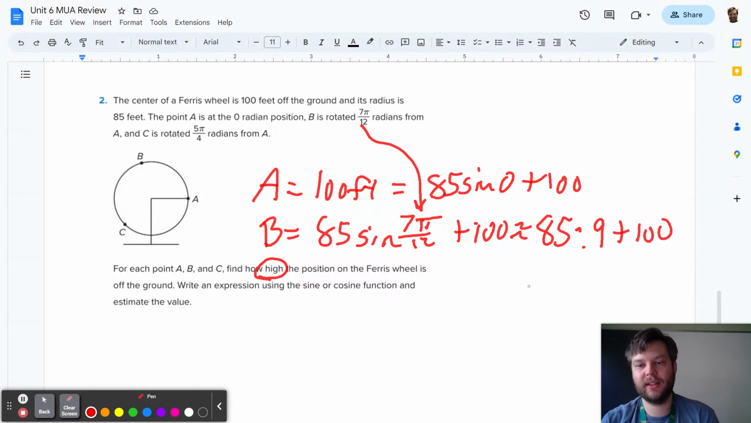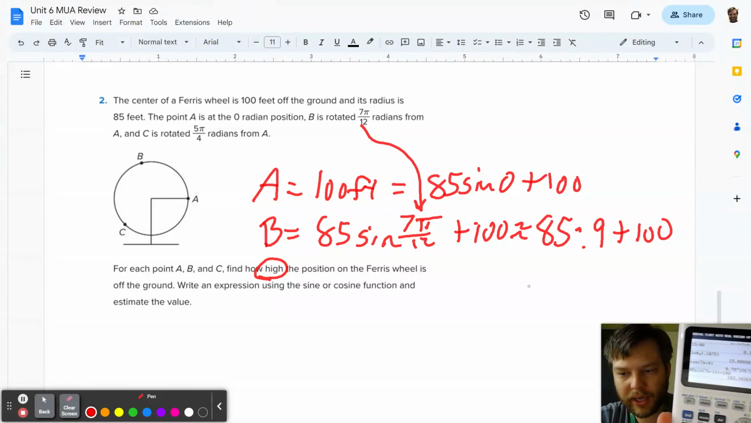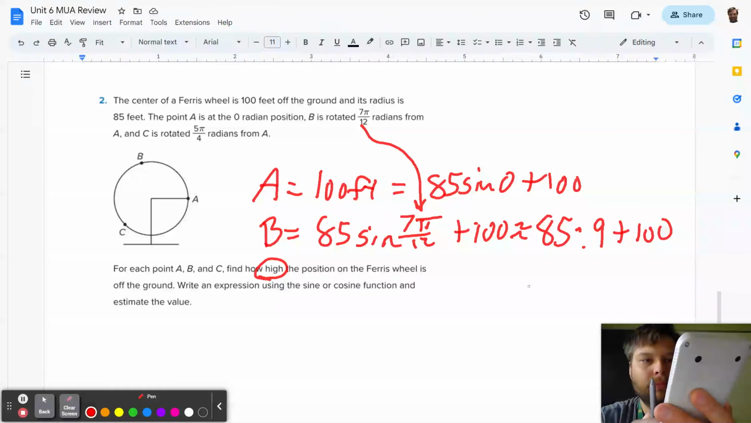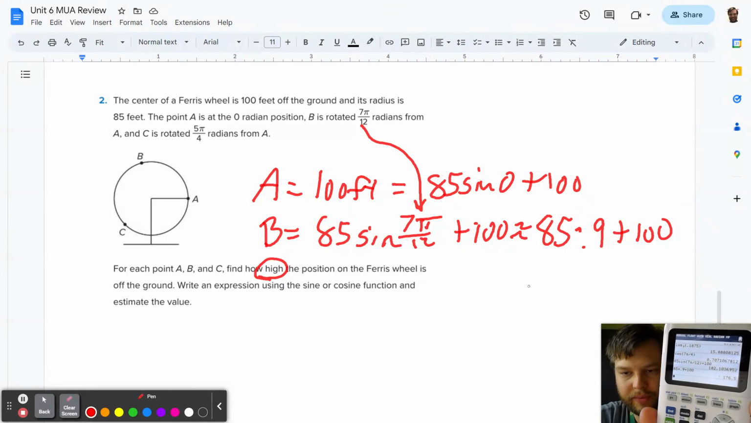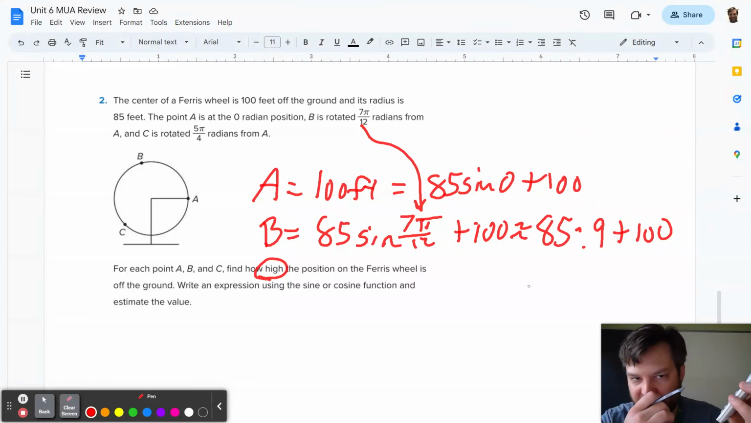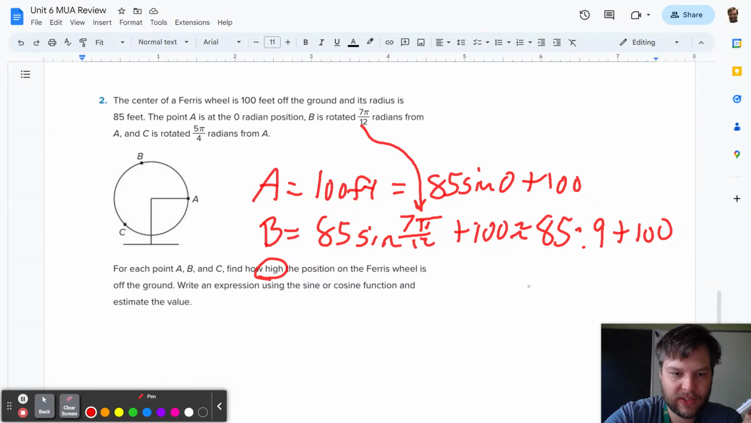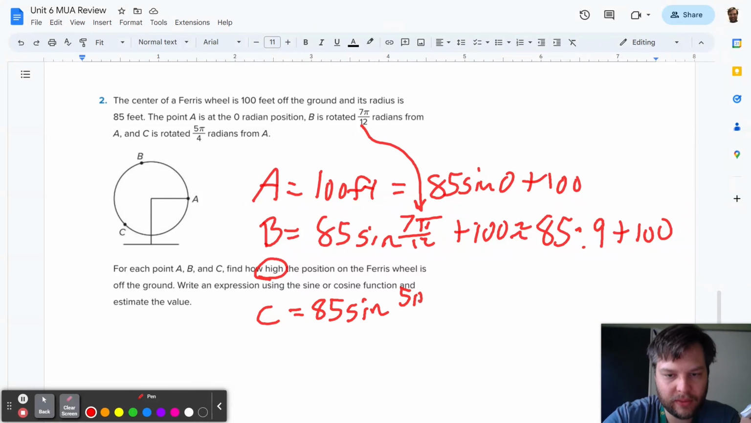We can actually get the exact value. 85 sine 7 pi over 12 plus 100. We get 182. Pretty darn close to my estimate. So if you do 85 times 0.9, we get 176.5. So pretty darn close. The last one, value C, is just 85 sine of 5 pi over 4 plus 100.